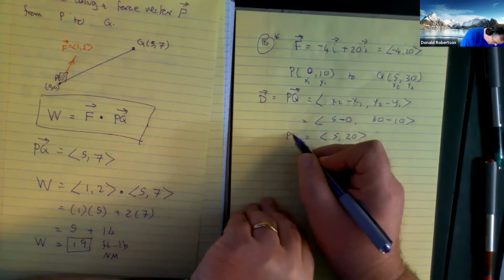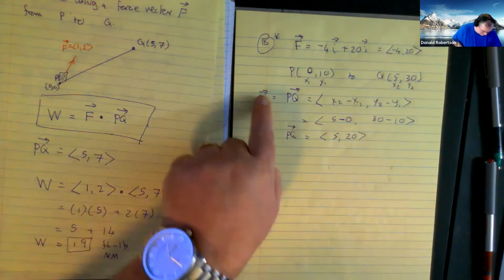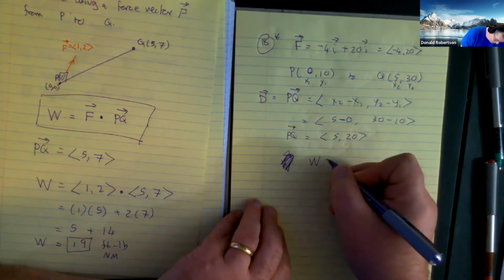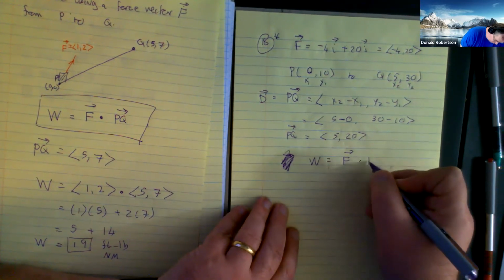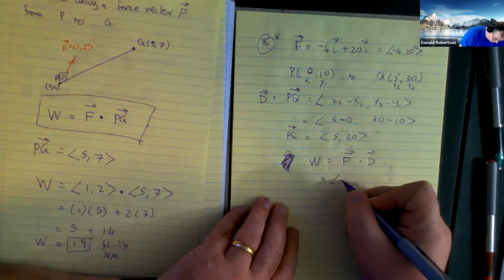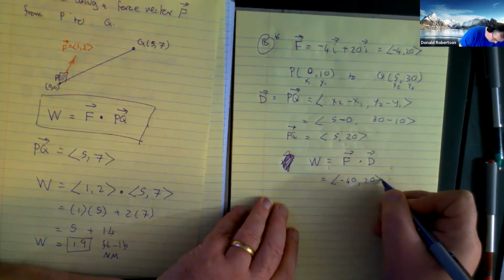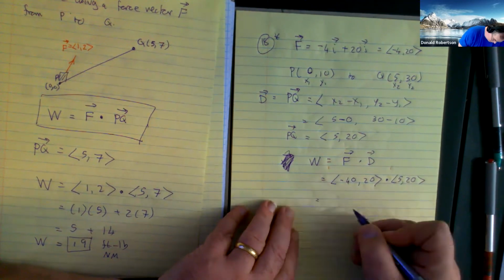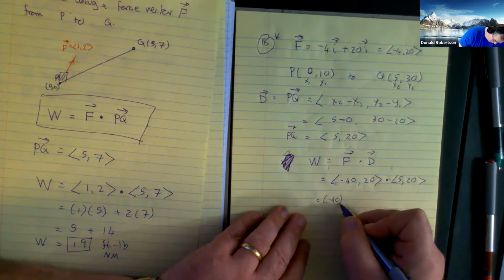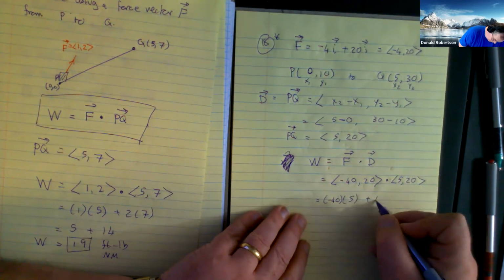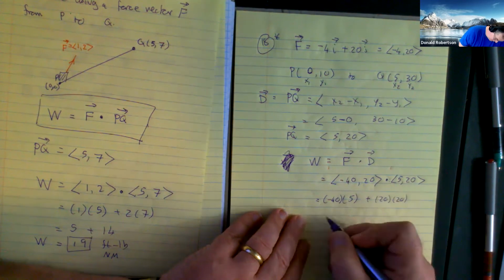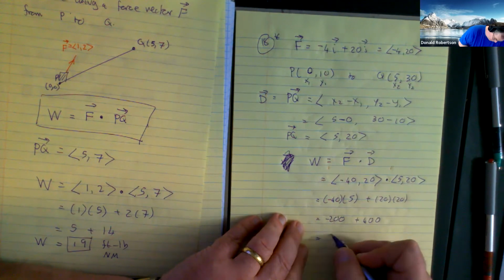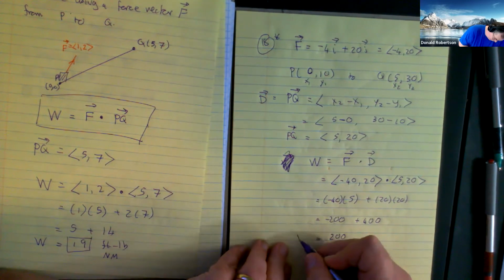So that guy, right, is our direction vector. So, oops, it's not a vector. The work done is the dot product of those two. So it's -40, 20, dot product with 5, 20. And that's -40 times 5 plus 20 times 20, which is -200 plus 400. So the work done here would be 200 units.